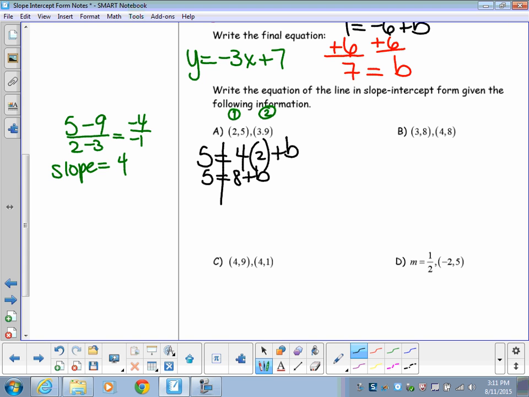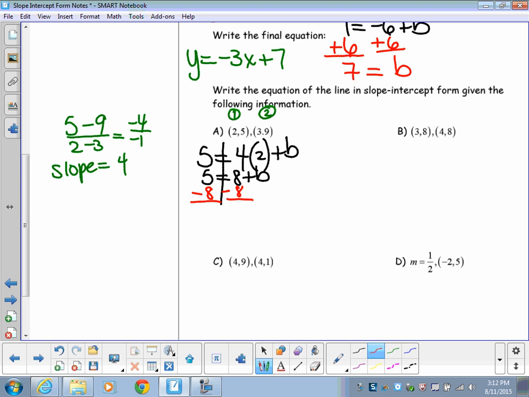Now, you are combining like terms, which means you are going to put the plain numbers together. Our two plain numbers would be my 8 and my 5. I am going to move 8 away from B because I need to make B lonely. How do I do that? I do the opposite of +8, which is -8.